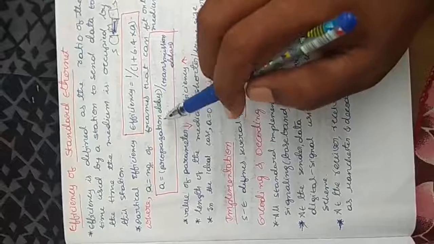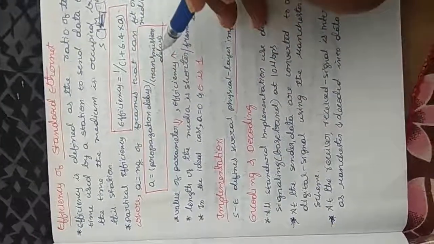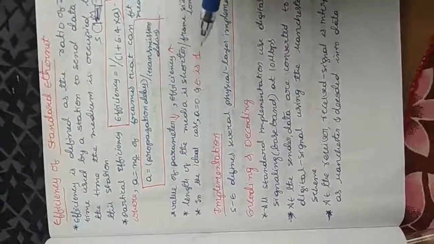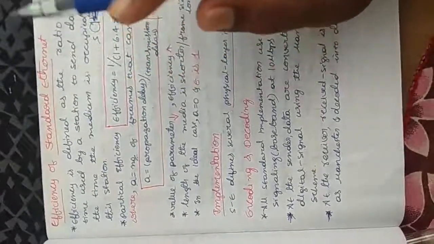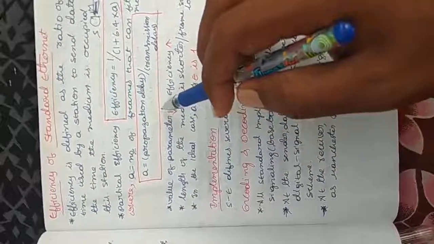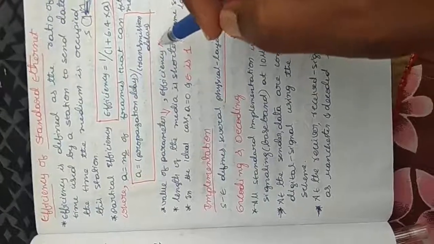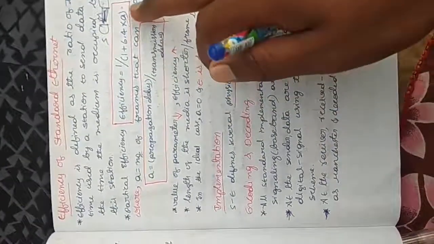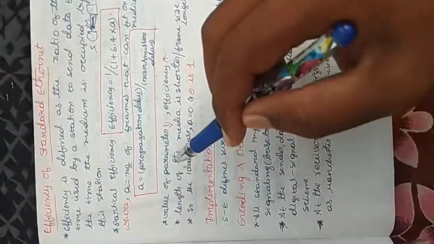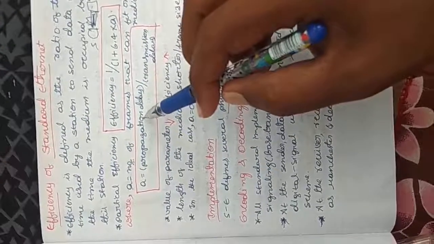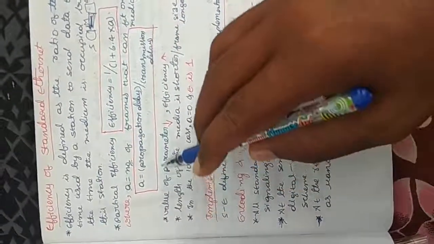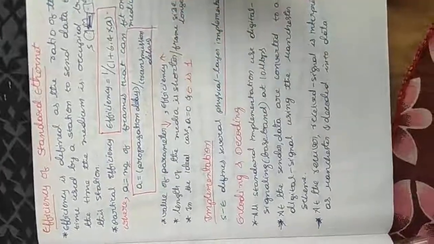A is equal to propagation delay divided by transmission delay. To calculate A, there is a formula: propagation delay and transmission delay. Here delay is nothing but waiting. When the value of the parameter A decreases, efficiency increases. If delay is low, obviously efficiency will be high. That is why they are telling that as the value of the parameter decreases, efficiency increases.